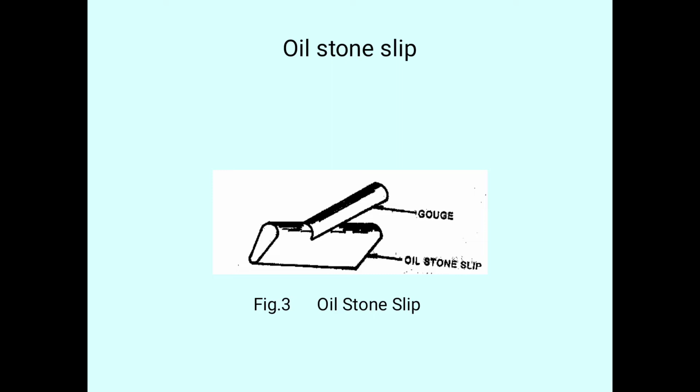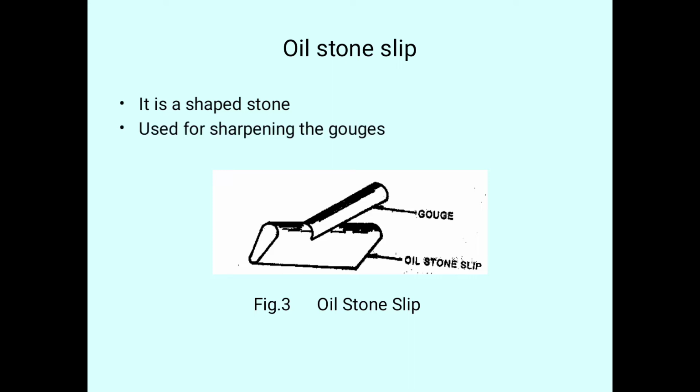You will see here, this is a diagram of an oil stone slip. Look at the parts: oil stone slip, gauge. It has a shaped stone, and this oil stone slip is used for sharpening the gauges.